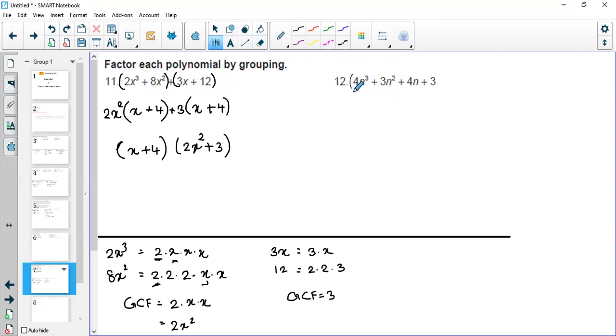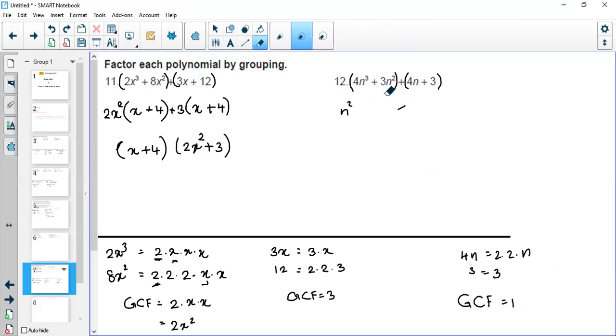Fine, so the same thing here, let's group them into binomials first, and then the GCF of these two are going to be n squared, and the GCF of this is going to be 1 because there are no common terms here. Now if I would write 4n and 3, this is going to be 2 multiplied by 2 multiplied by n, and this is going to be 3. So there is no common term, which means the GCF is going to be 1. Never write the GCF to be 0 because there is nothing like GCF is 0. If there are no common factors, that means the GCF is 1. So here I write the GCF to be 1.